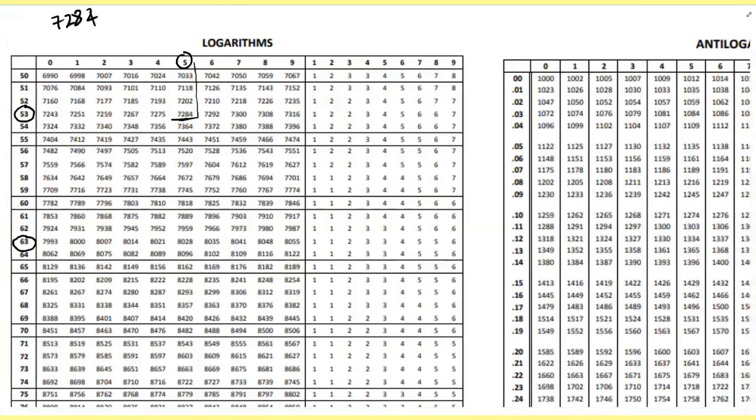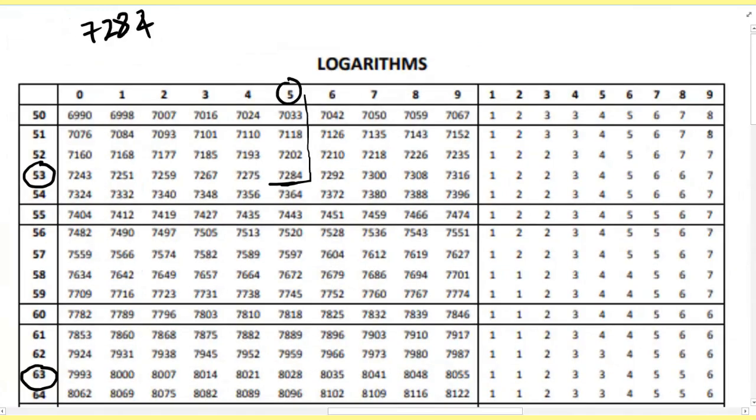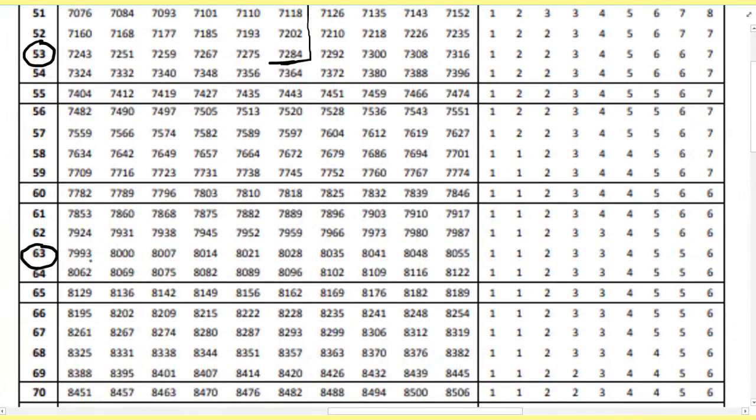Let me zoom again. So 63. 63 under 6. This is 0. This is 1. This is 2. This is 3. This is 4. This is 5. And this is 6. 63 under 6 is this one. So we have 8035.